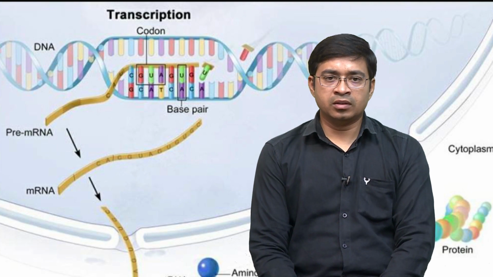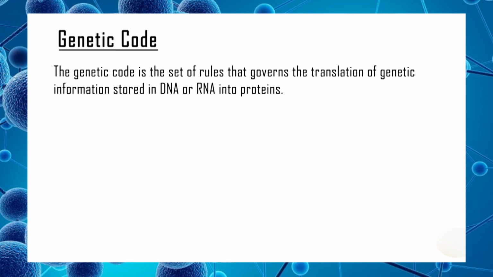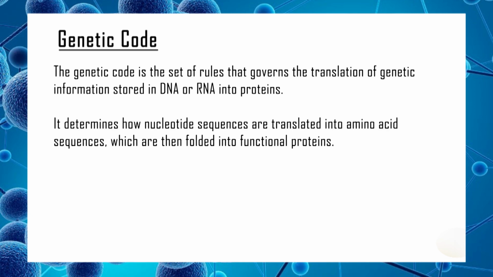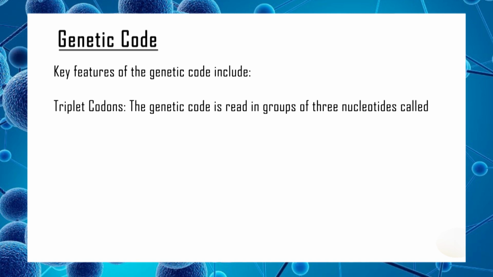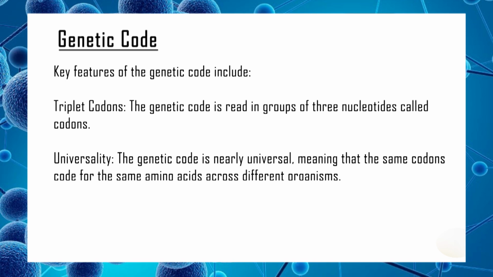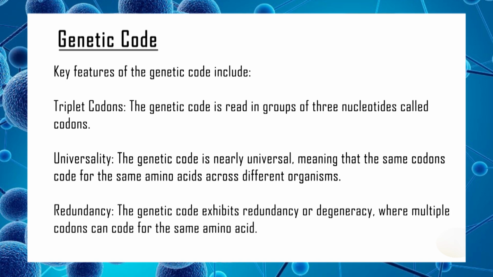Let us understand the genetic code. The genetic code is a set of rules that governs the translation of genetic information stored in DNA or RNA into protein. It determines how nucleotide sequences are translated into amino acid sequences, which are then folded into functional proteins. The key features of the genetic code include: first, triplet codons. The genetic code is read in groups of 3 nucleotides called codons. Each codon corresponds to a specific amino acid or a signal to start or stop protein synthesis.